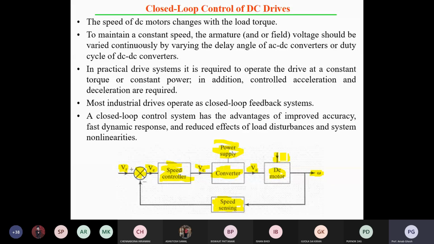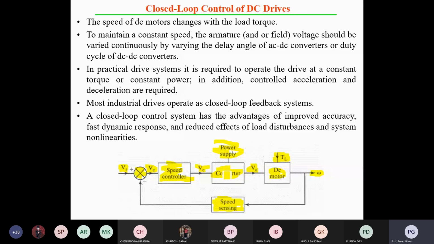So how do you make it more time? Your pulse width that is coming from your speed controller will be more, so the on time of the converter should be more. So that's a way to find out the logic, to set the logic of the system.